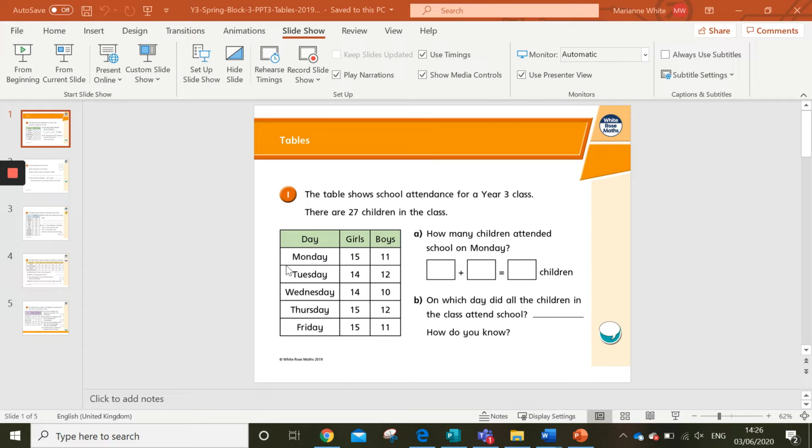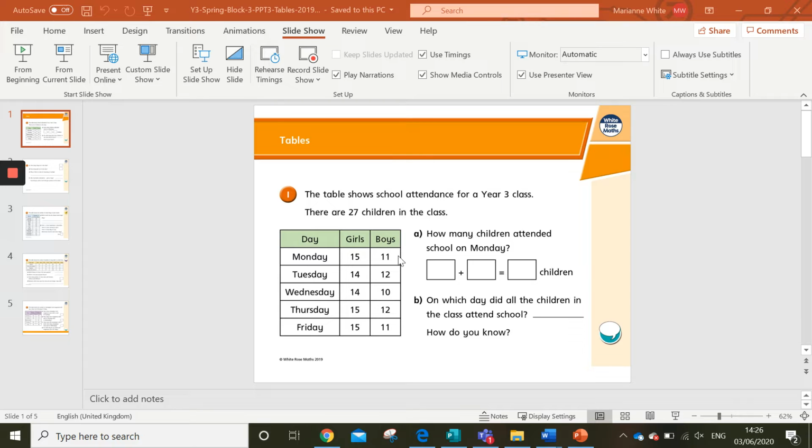So you need to go and look at Monday in your table, and then you would need to look at the number of boys and girls and add those two numbers together to find out how many children attended school in total. Question B asks, on which day did all the children in the class attend school? So we need to look back at the information at the start of the question that tells us that 27 children are in the class.